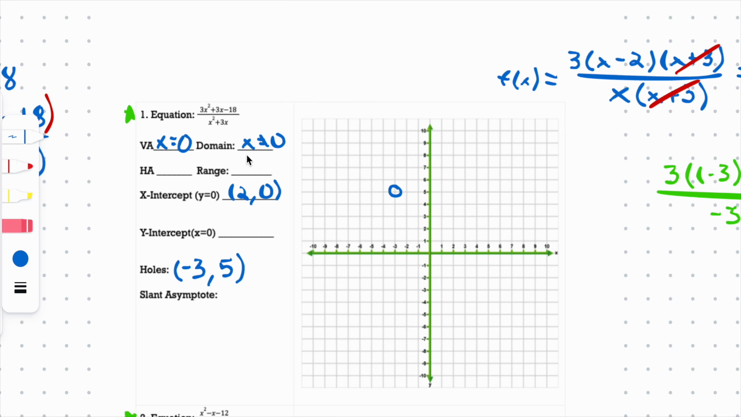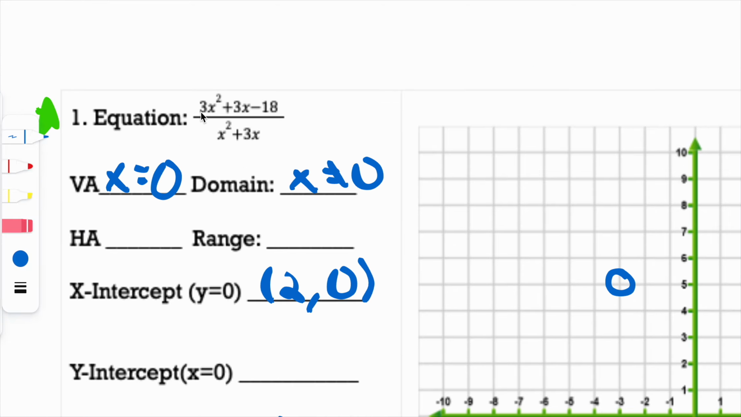And again, it depends on who your teacher is. They might want you to say all real numbers except for 0. They might want you to put it in interval notation. That sort of varies from class to class. Now we want to deal with our horizontal asymptote. And so in this case, we want to look at the degree of the numerator versus that of the denominator. In this case, our degree of the numerator is 2 because we have that 2 right there. And our denominator, it's also 2.